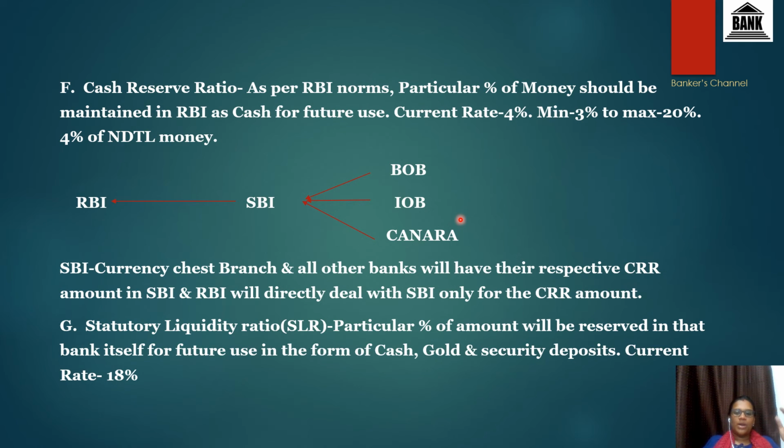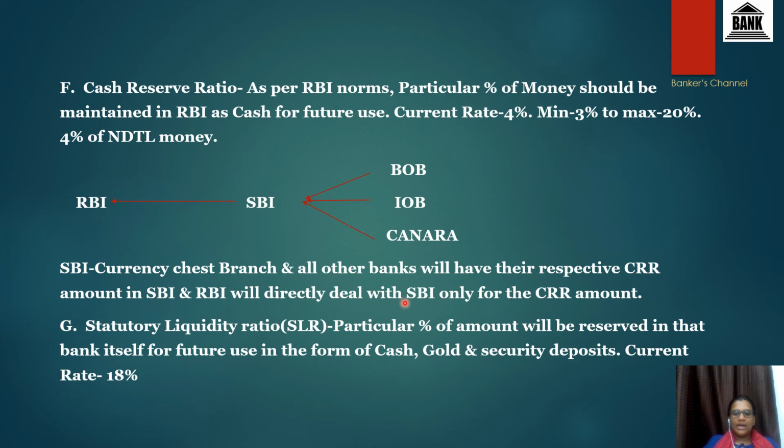Now we will come to cash reserve ratio. As per RBI policy, a particular percentage of money in the bank should be kept in Reserve Bank of India in the form of cash for future security purpose. I repeat, as per RBI policy, if I am a bank, I need to keep a particular percentage of amount in Reserve Bank of India in cash form for my future use. What's the percentage? It's 4% of net demand and time liabilities. For that only I have explained net demand and time liabilities.